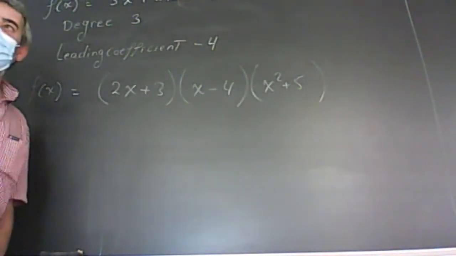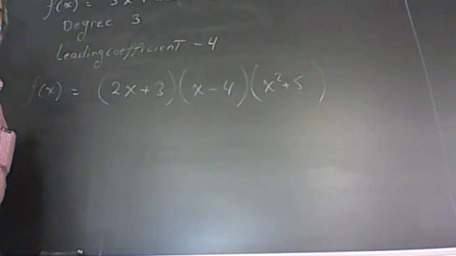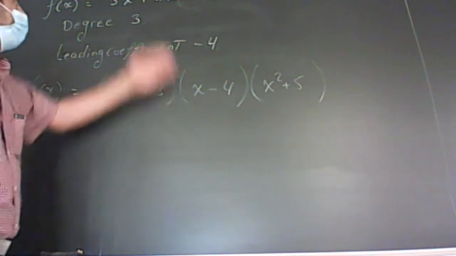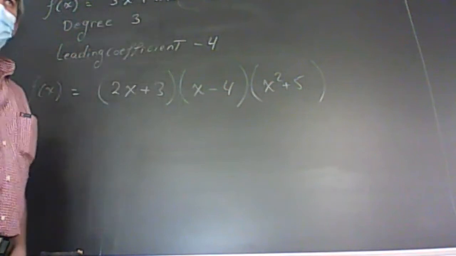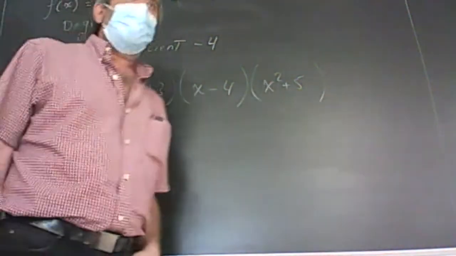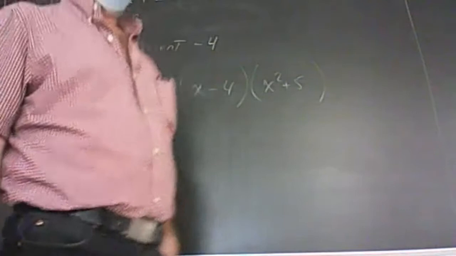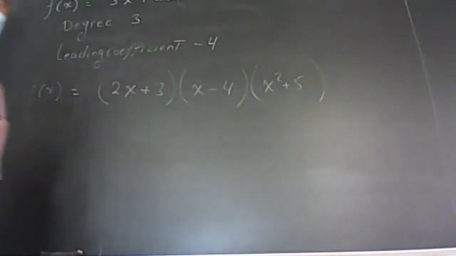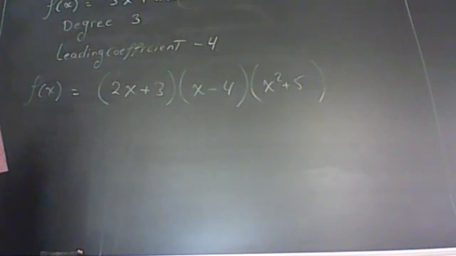What degree does this polynomial have? And how do I determine its degree? One way is to multiply it out, make it look like this, and then figure it out. But that's a lot of work. We don't like to work too much. So let's see how we can figure it out without having to do all of this multiplication.